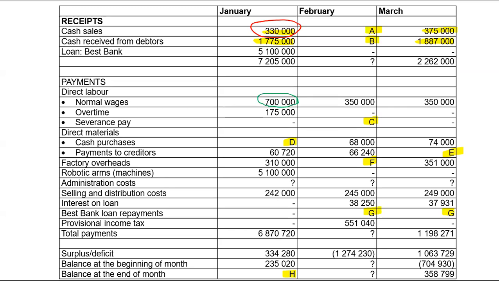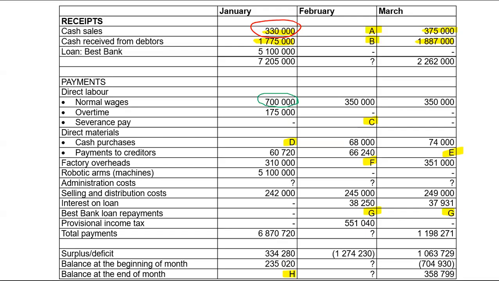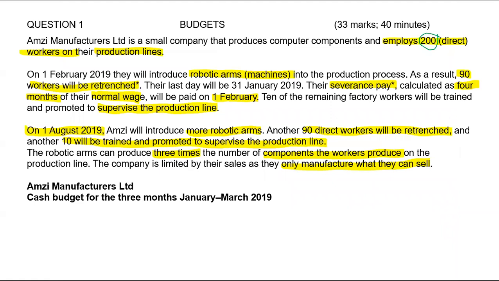From the information booklet, which is from video 1, you will remember that this entity had 200 workers. So 200 workers in total were paid 700,000 rand. All right, going back to this. Only 90 workers were retrenched and they will be paid 4 months of normal wage.